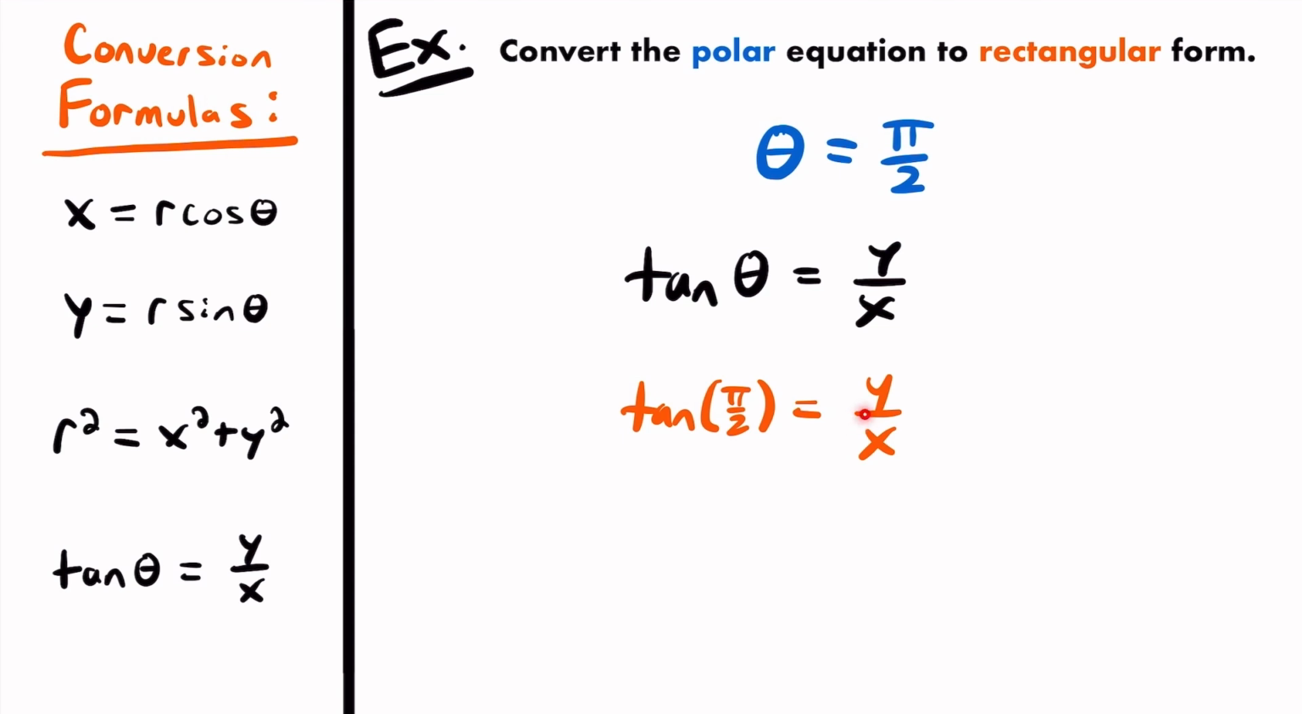However, remember that dividing by 0 would give you an undefined value, right? If x was equal to 0, it doesn't matter what the value of y would be.